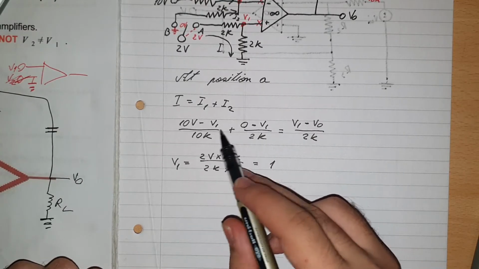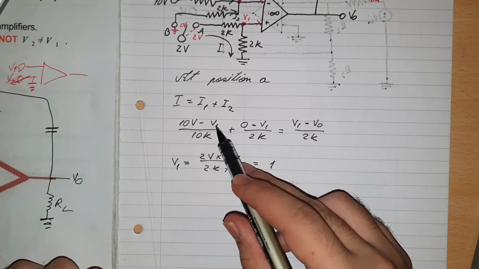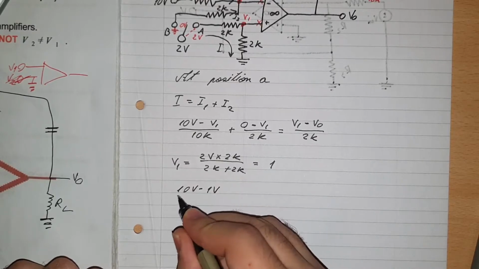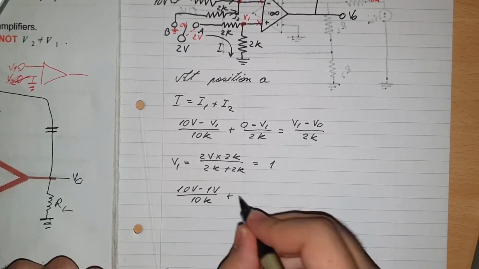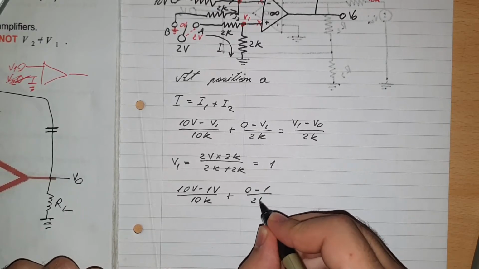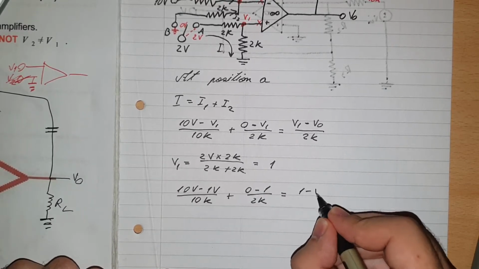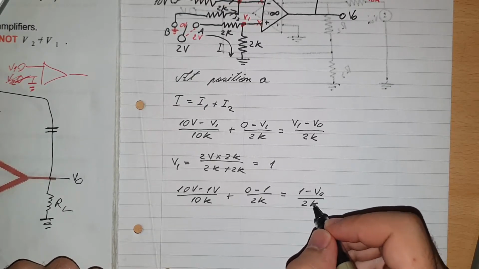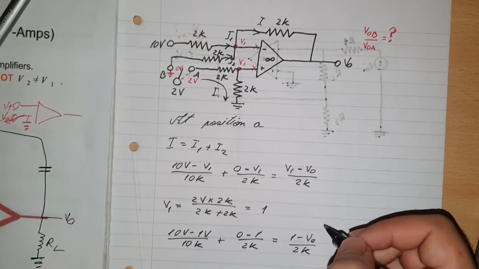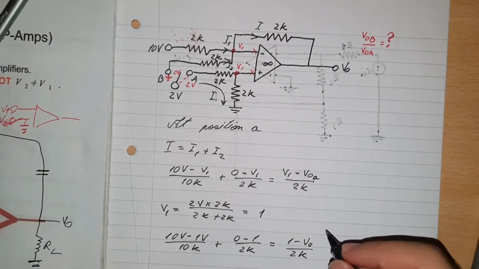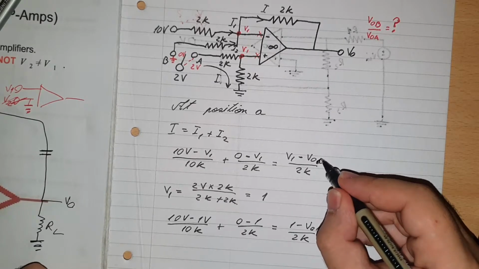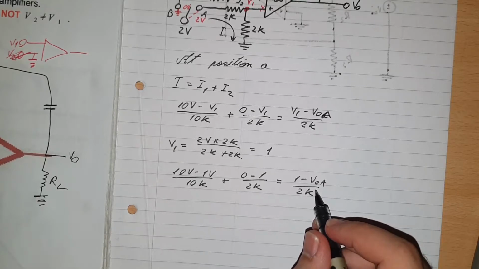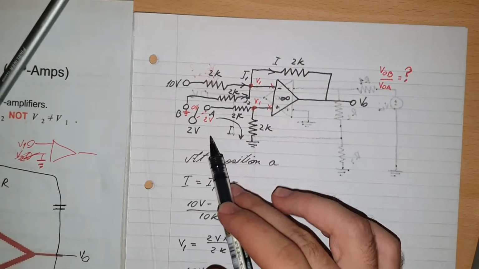And now we just need to replace the value V1 with 1. So then it will be 10V minus 1V over 10K plus 0 minus 1 over 2K equal to 1 minus Vout over 2K. So now we shouldn't have any problems finding the value of Vout. Actually, let me put VOA, because we are trying to find the voltage output for when it's in position A.